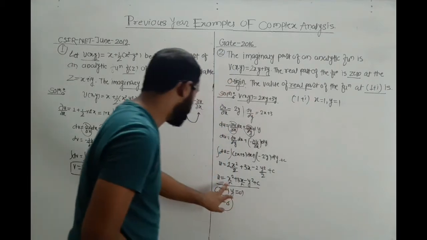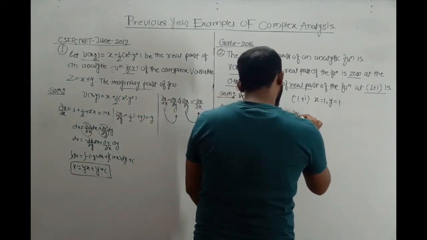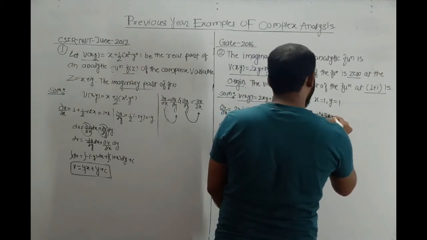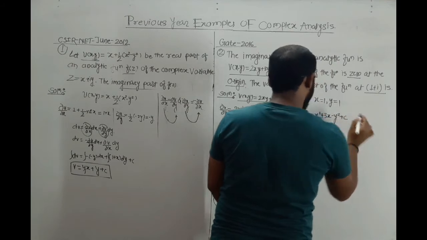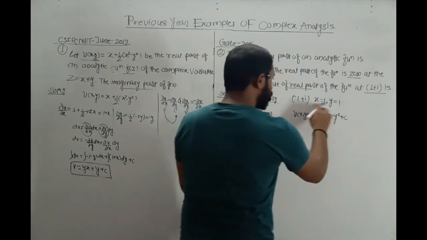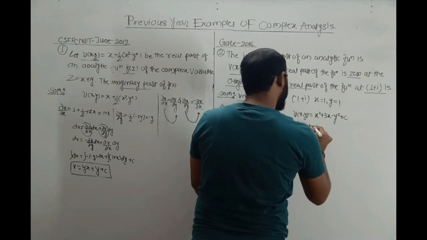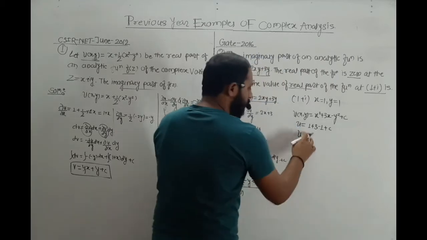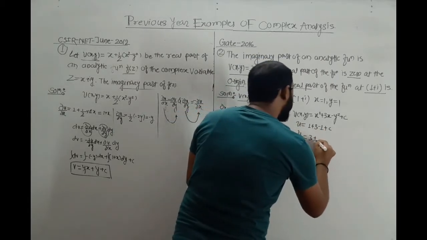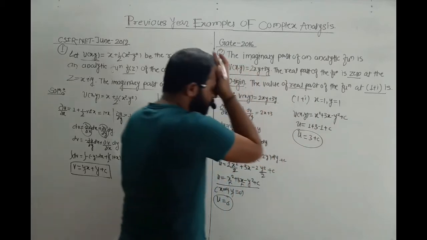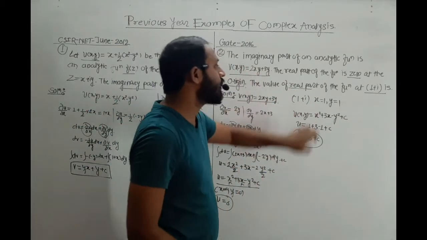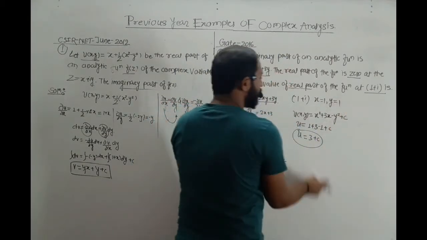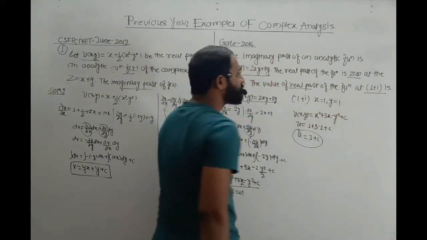Okay, we have a real part now. u of x y equals x square plus 3x minus y square plus c. Okay, now just put the values of x and y. Therefore 1 plus 3 minus 1 plus c. Therefore u equals plus 1 minus 1 gets cancelled, 3 plus constant. This is the value of your real part at the function 1 plus i. Okay, 1 plus i means x equals 1 and y equals 1.